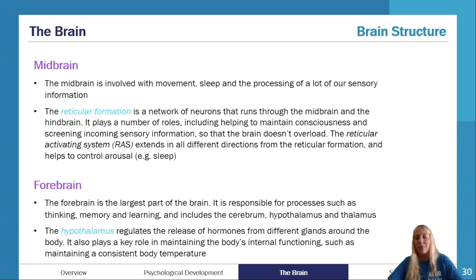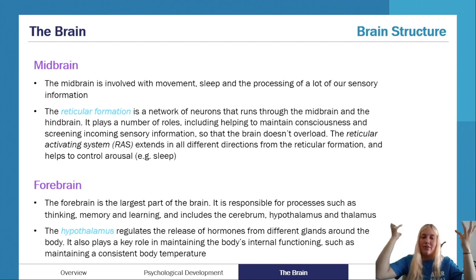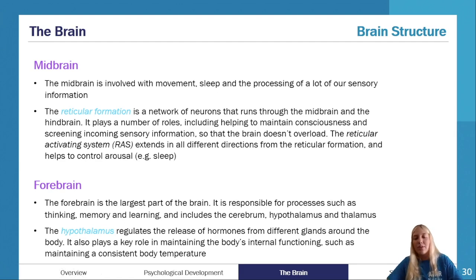Last, we have the forebrain. This is the large part of the brain where you have many more structures you need to know about. This is that whole left and right hemisphere, it has a lot more crucial structures. So it is responsible for processes such as thinking, memory, learning, and includes the cerebrum, hypothalamus, and thalamus.